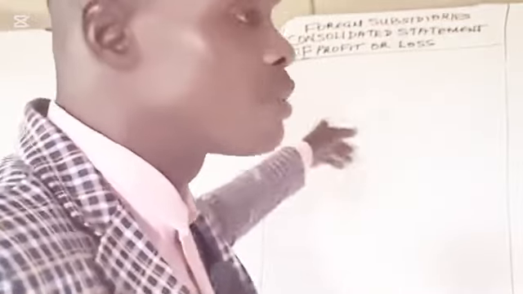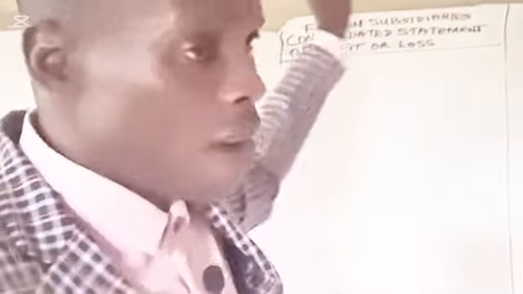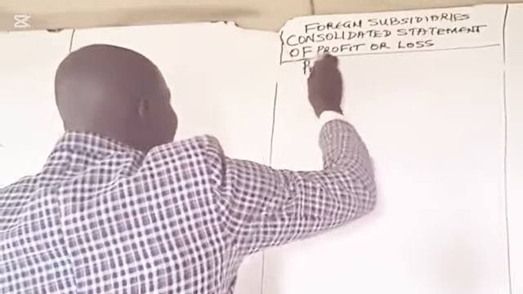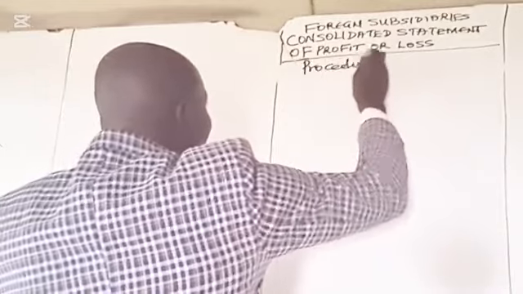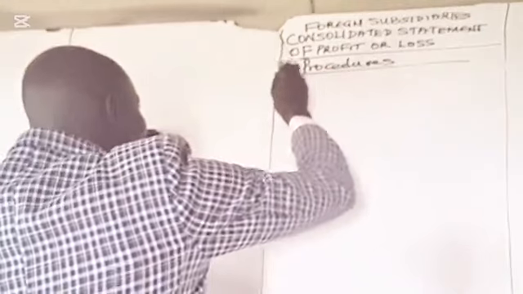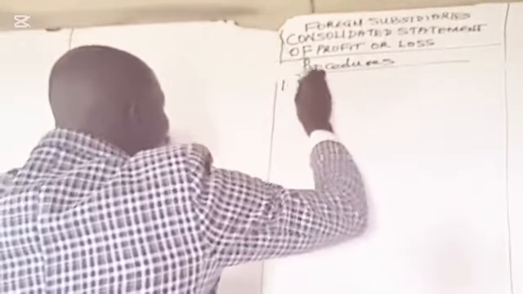I've told you in the first video that a foreign subsidiary is a subsidiary that is located in a foreign country. A subsidiary that is located in another country is said to be the foreign subsidiary. What are the procedures for preparing the Consolidated Statement of Profit or Loss of a foreign subsidiary? The first step is to draw the group structure.